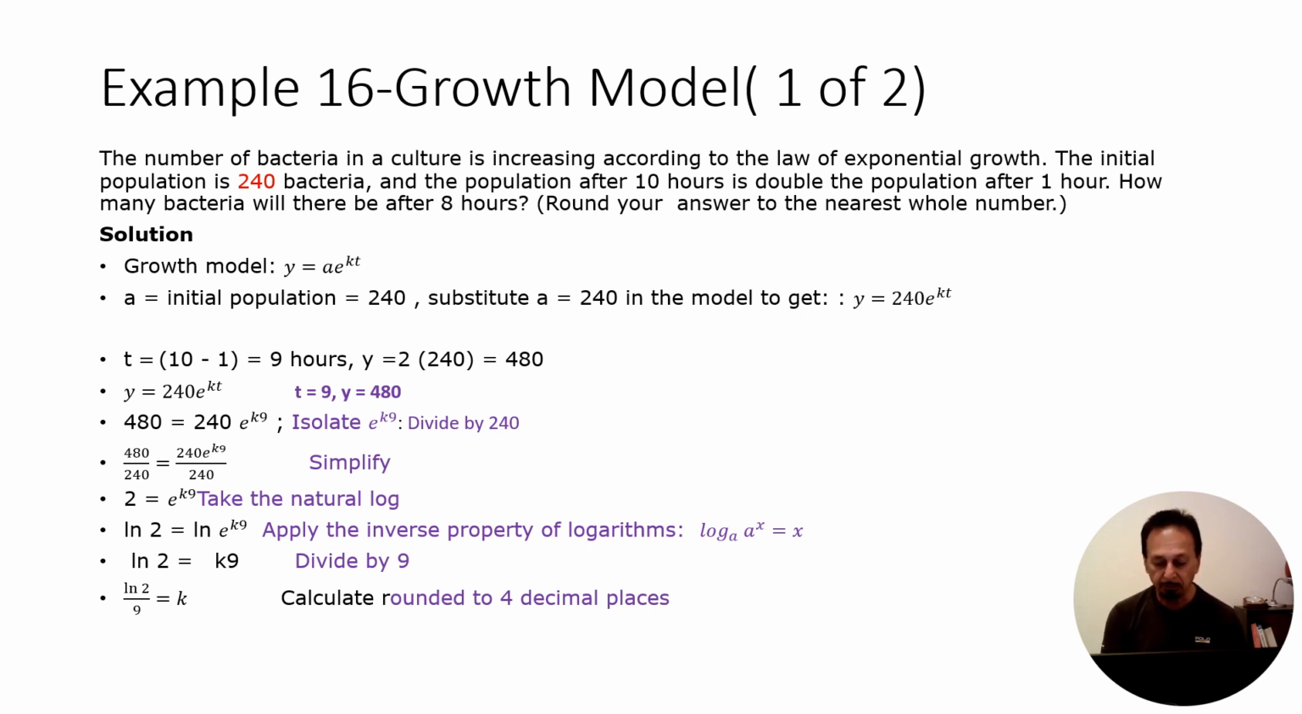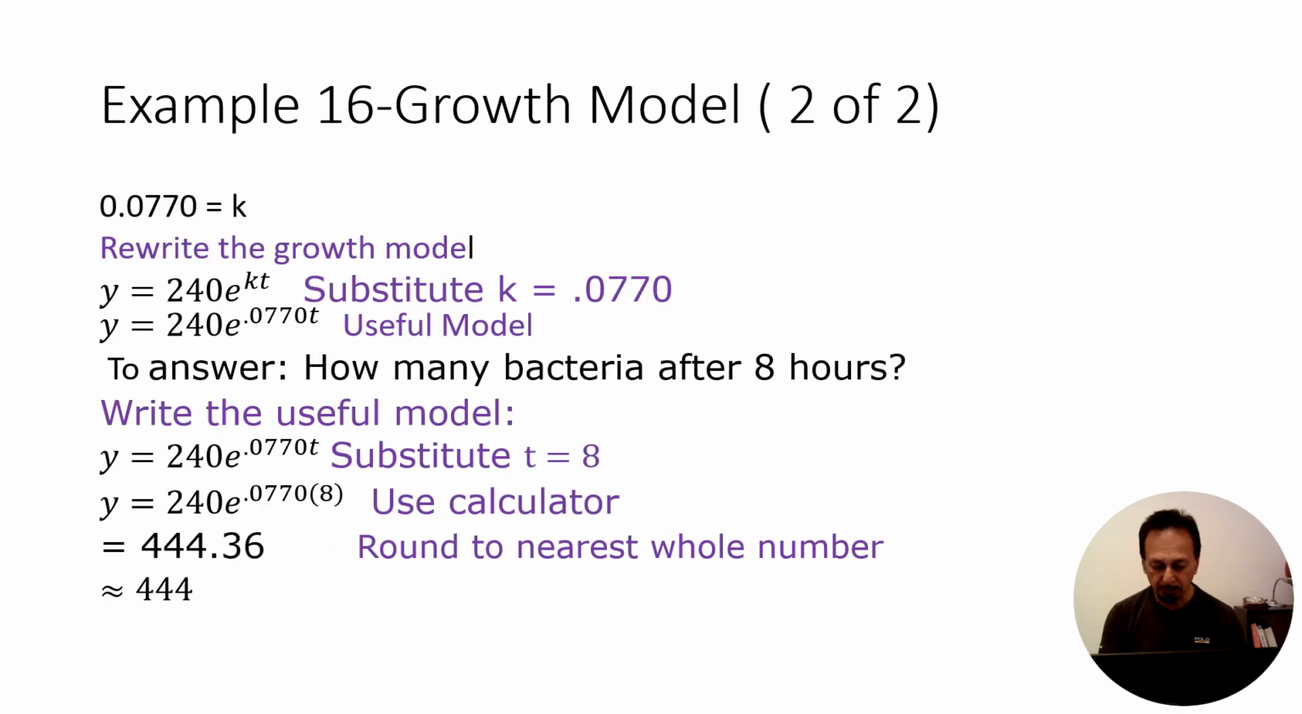Now we can use the calculator, and we're going to round to the 4 decimal place. So we get k equals 0.0770. Now I rewrite the growth model, which is y equals 240 times e to the power kt. Now we substitute k equal to 0.0770. So we get y equals 240 times e to the power 0.0770t. Now this is a useful model. If you know the t, we can find the y, or if you know the y, we can find the t.